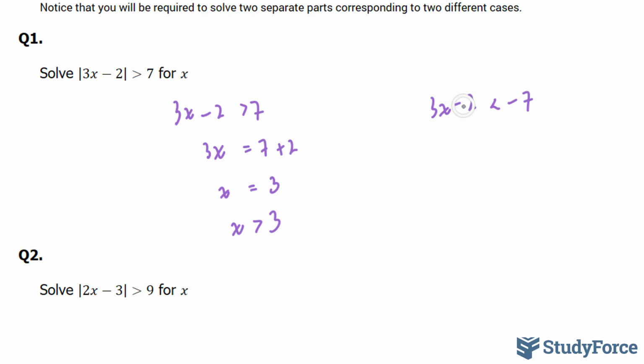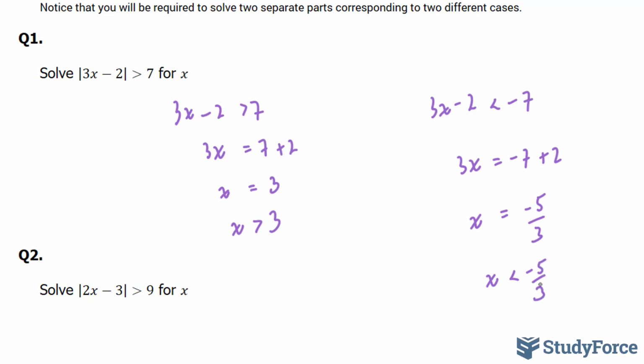And in this case, we'll bring this 2 over, treating this like an equal sign. Negative 7 plus 2, 3x on the left side. Negative 7 plus 2 is negative 5. Therefore, negative 5 divided by 3 is equal to x, or x must be less than negative 5 over 3.